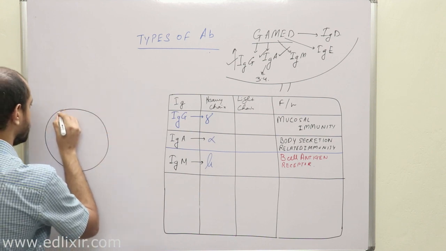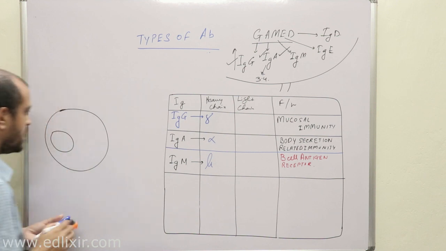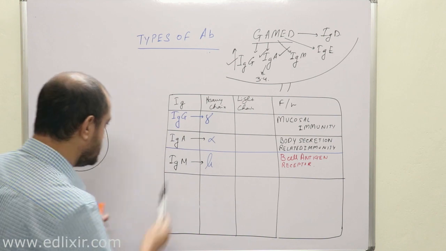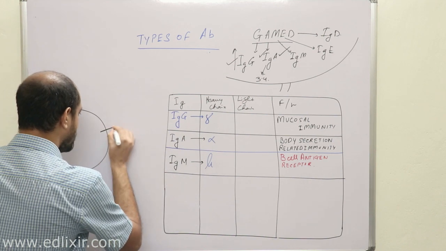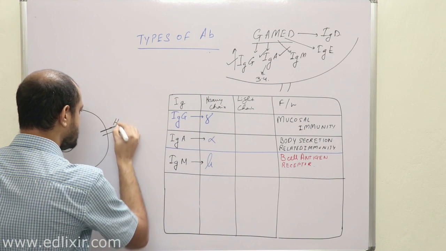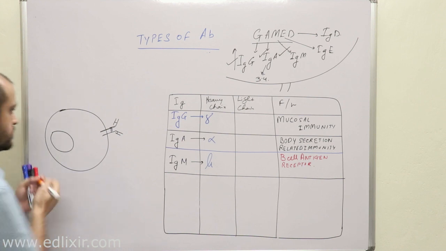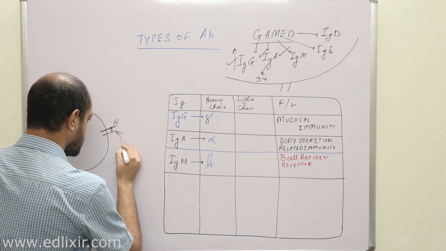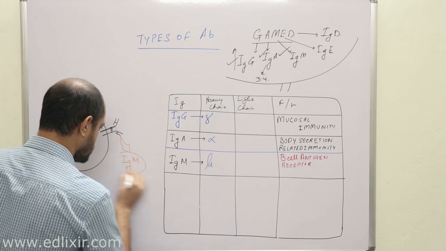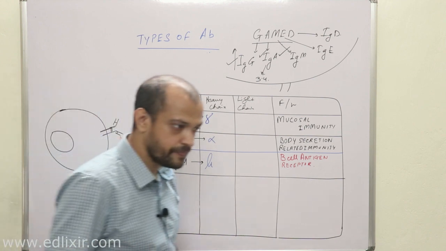Suppose this is your B cell. There will be some antibodies present on the surface of this B cell. These antibodies are actually IgM. They are IgM antibodies. Clear?